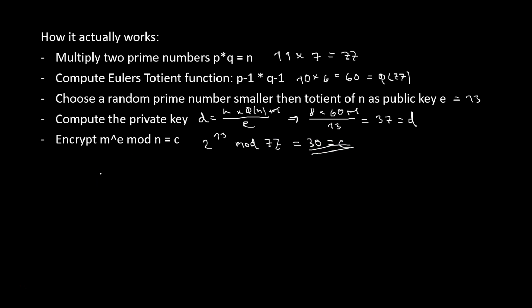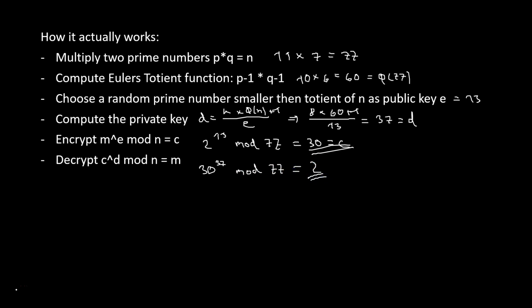To decrypt this, we're going to take 30, the ciphertext, raise it to the power of the private key, which is 37, and again take the same modulus, and we will get back 2.